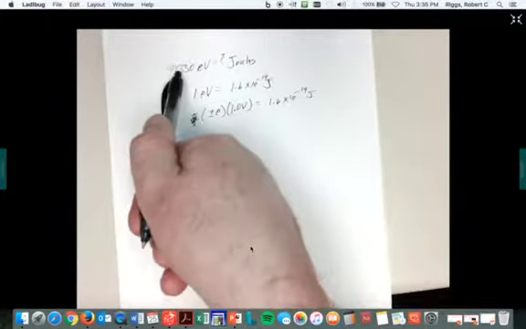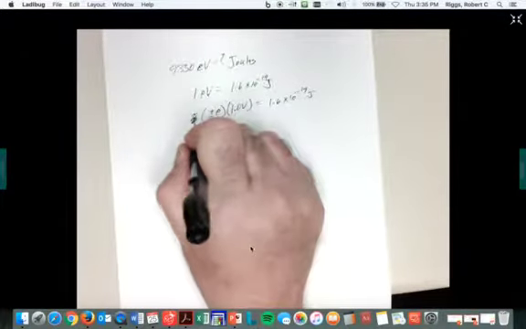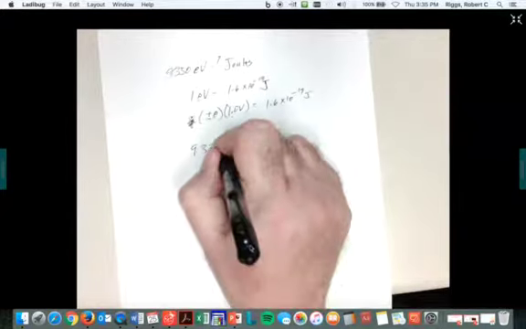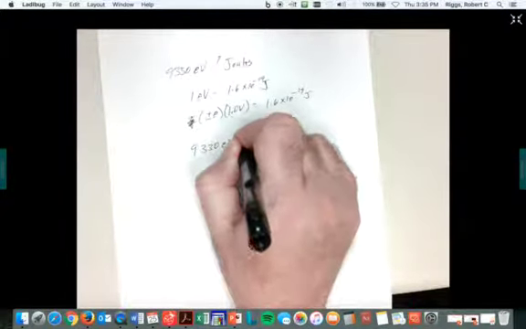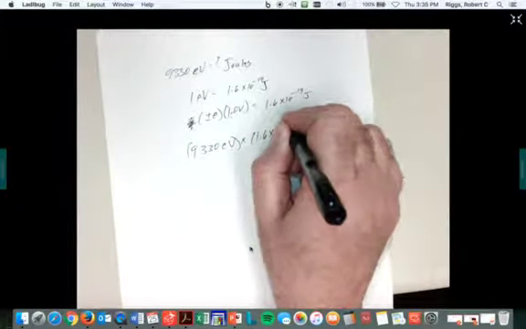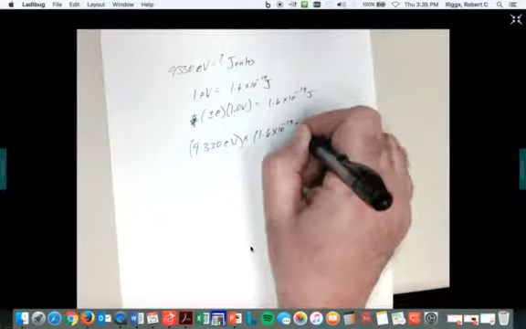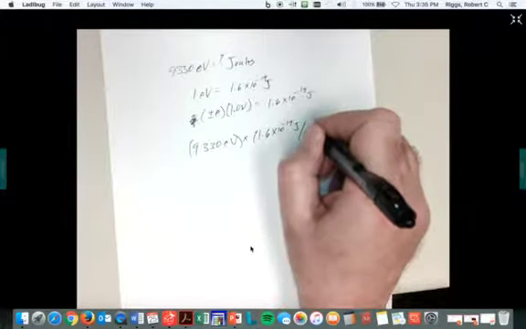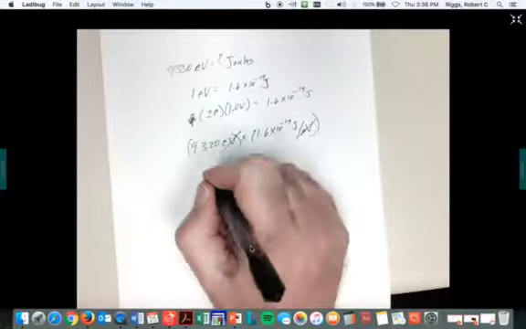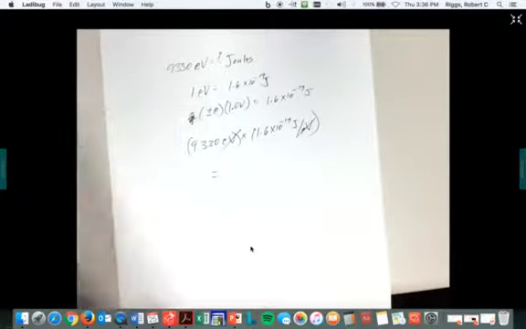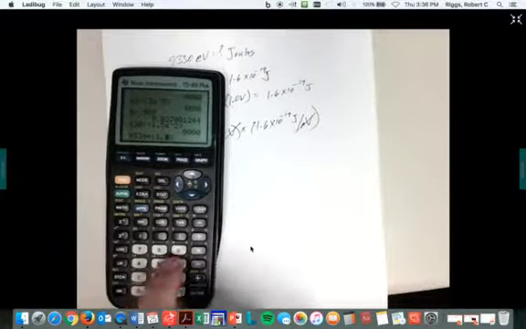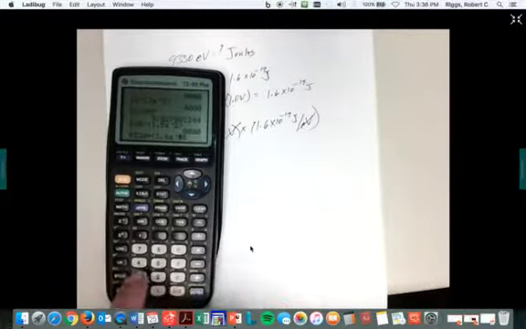So if I've got 9,330 electron volts, I multiply by 1.6 times 10 to the negative 19 joules per electron volt, which is the conversion. The electron volts cancel, and that's how you convert to joules. So I've got 9,330 times 1.6 e to the negative 19.